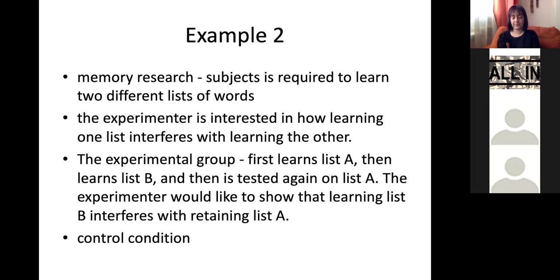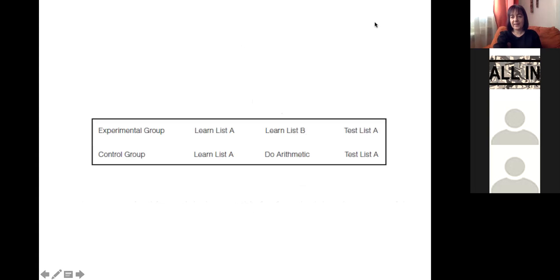It could work, but again, you can have more concerns. So here is another suggestion for how it could be done. For the control group, they can first learn list A, then do some arithmetic tasks, and then they are going to be tested on list A.